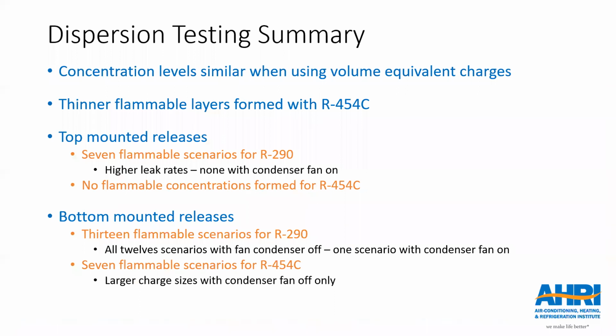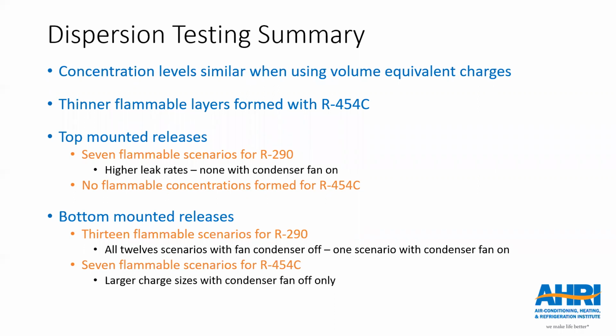Now, there were several learnings from the dispersion testing. One was that when you were releasing volume equivalent charges into the space, you form roughly the same volume concentration in the room. So for example, if a leak of propane resulted in 2% concentration in a room, if you used a volume equivalent charge of 454C, basically double the mass, you would get 2% 454C in the room as well. One of the big differences, however, is the LFL of 454C being significantly higher, you were less likely to have a flammable concentration form.